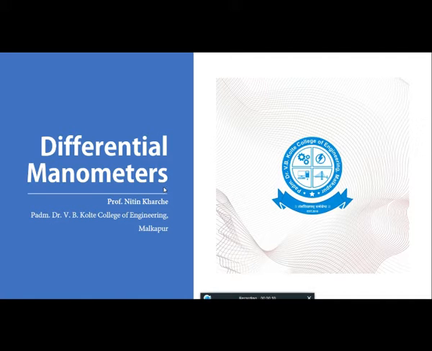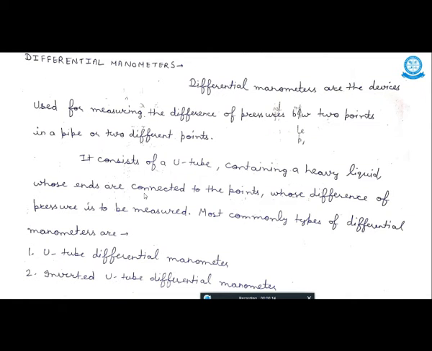Today we are covering the topic differential manometer in fluid mechanics. So what is meant by differential manometer? Its name denotes it is used for measuring the difference of pressure between the 2 points. So let's see the definition of differential manometer.